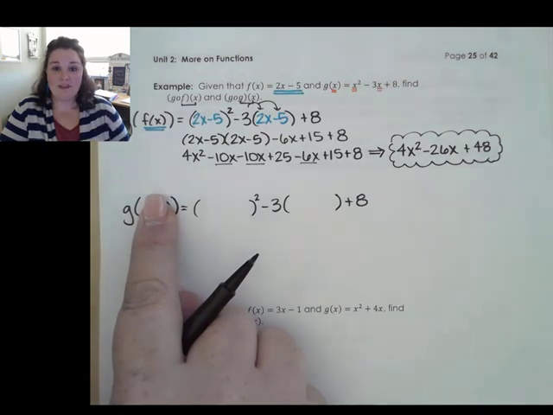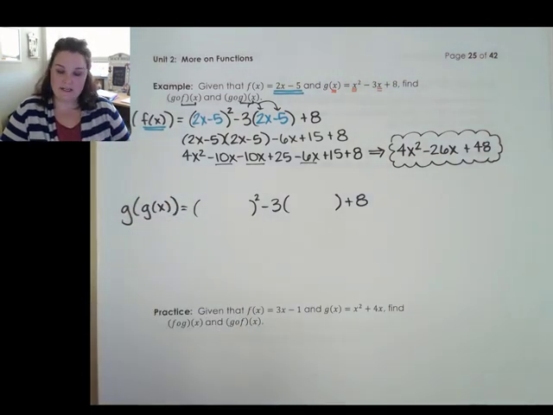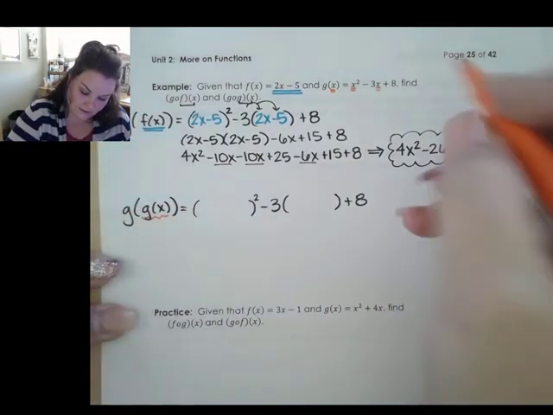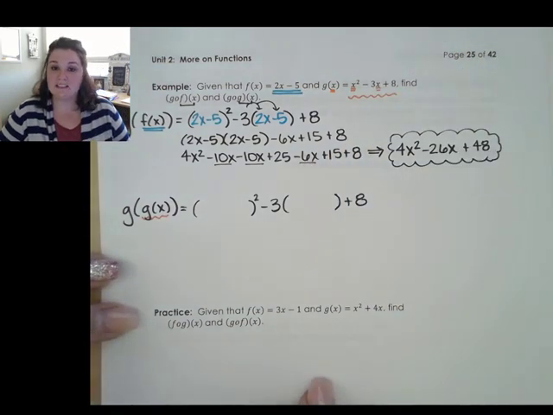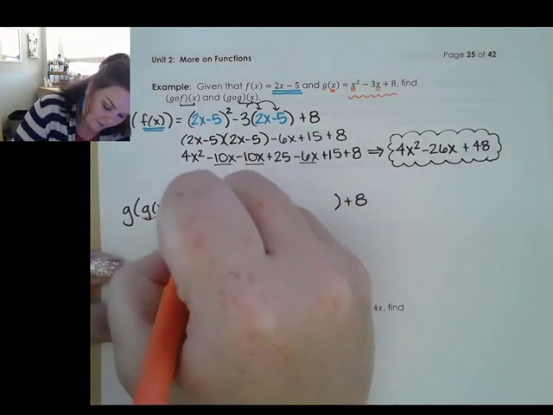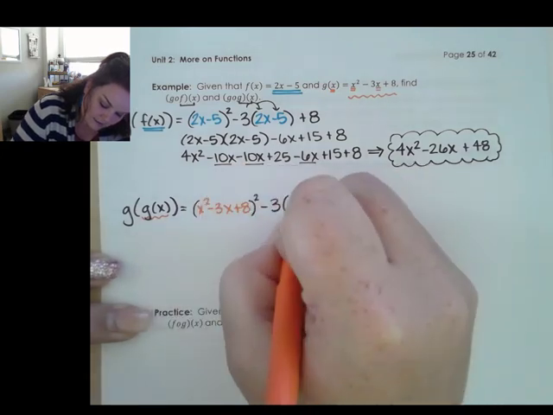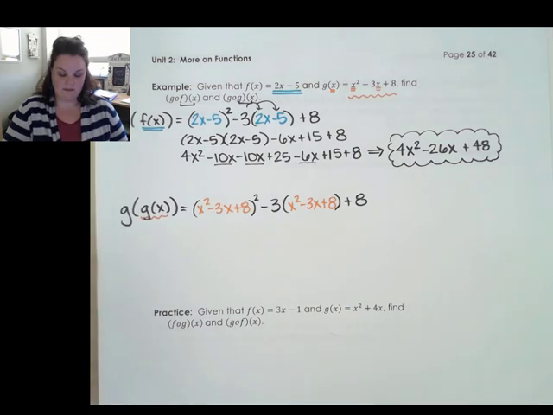Okay, now we can worry about what we're actually plugging into it. So what we're actually plugging in here is our g of x function. Our g of x function is now our input, right? So g of x is x squared minus 3x plus 8. So in each of these input parentheses, I'm going to be putting in x squared minus 3x plus 8.